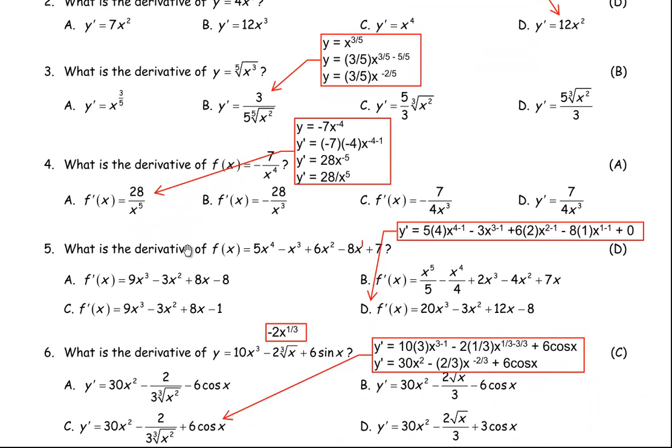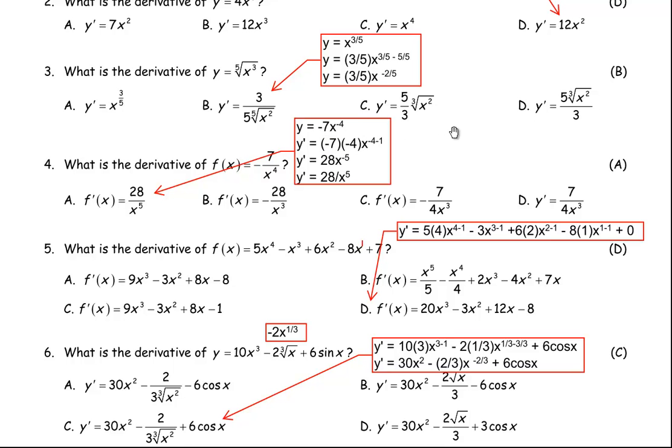Question number 4 asks, what's the derivative of negative 7 over x to the fourth? Well, it'd be a good idea to write this as a power first, and then you can use the power rule. We actually have the reciprocal of x to the fourth. It's a 7 on top, it's not 1. But when we bring that x to the fourth power up top, beside the negative 7, it would have a negative exponent. So notice there's a negative right there.